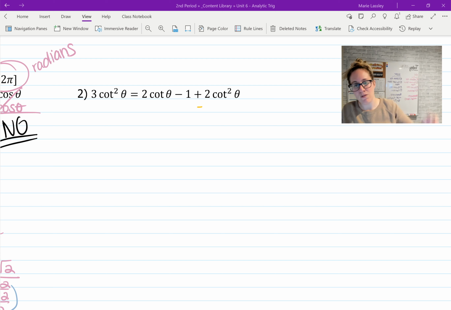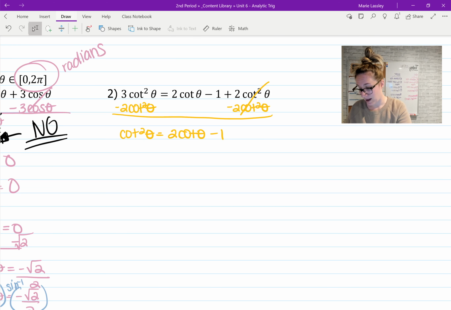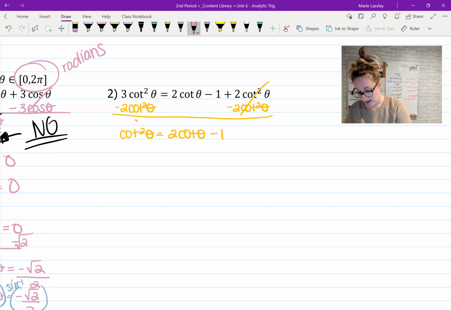All right, and I want to move those things over as well. Now that it's caught up, I had to pause because it took forever to catch up on the writing. Okay, so we have cotangent squared equals 2 cotangent minus 1. We still want to move everything to one side because if you look at this, this has that same ax squared plus bx plus c vibe, which is our quadratic. And to handle a quadratic, we need to move everything to one side of the equation.